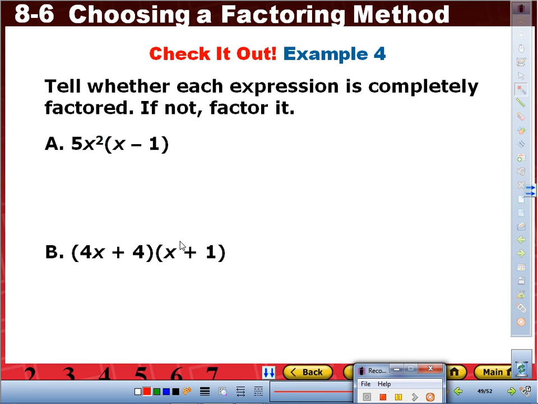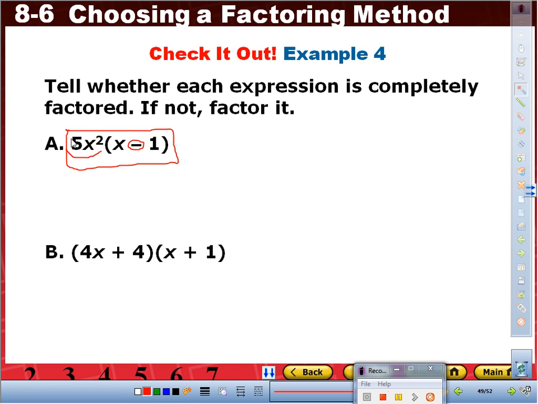Okay, let's see. A. By the looks of it, they're telling us that this is the GCF. Is that correct? Let's look inside. Is there any other GCF? No. However, notice that this one has a subtract, so it's a difference. Let's check to see if it's a difference of squares. Can we take the square root of x? No, so then we're done. This one is done, and we just write factored. Yes, write factored, please.